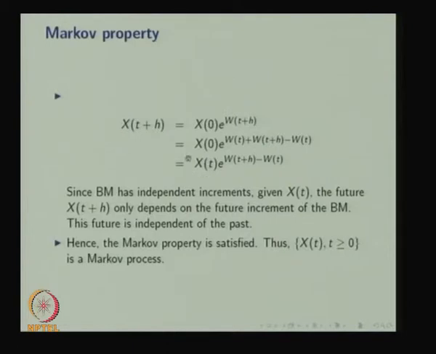Given X_t, the X_{t+h} depends only on W_{t+h} minus W_t. But since W is a Brownian motion, the increments are independent. Therefore, W_{t+h} minus W_t is independent of the history from 0 to t. So this future increment is independent of the past information. Here the past information is from 0 to small time t.